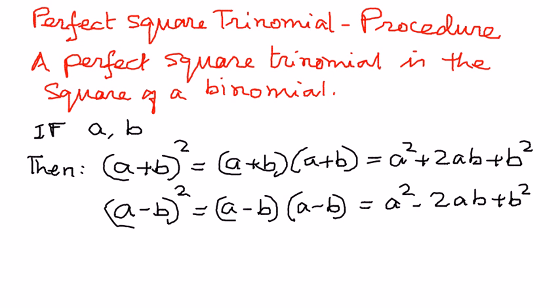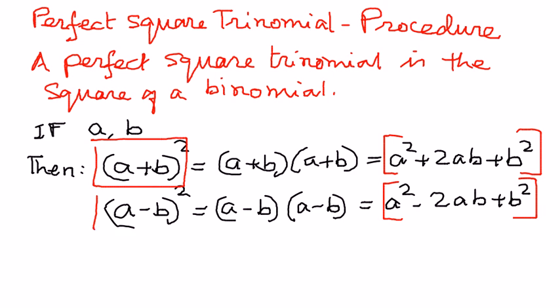Therefore, going back to the explanation which I gave, a perfect square trinomial is a square of a binomial. This expression here is a trinomial. A perfect square trinomial is a square of a binomial. This is a square of a binomial, and that is exactly what we've been talking about.